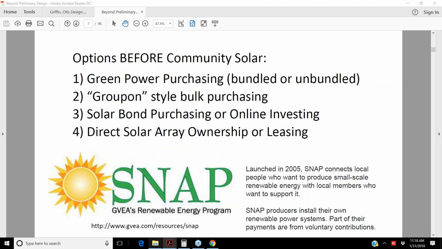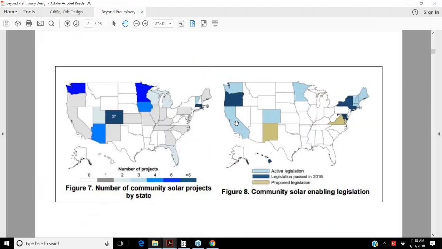And that incentive is coming from voluntary customers who might want to spend $5 or $10 a month to support local renewable energy, even though they're not receiving any economic payback on that. That is effectively a community solar program that's been on the market since 2005, but nobody necessarily calls it that. More technically, you might call that distributed community solar, because it's not one array that everybody's supporting. It's dozens of arrays distributed throughout the community that everybody is supporting.